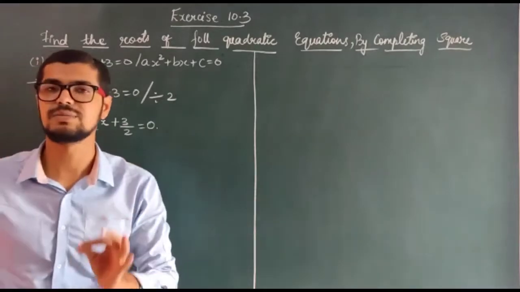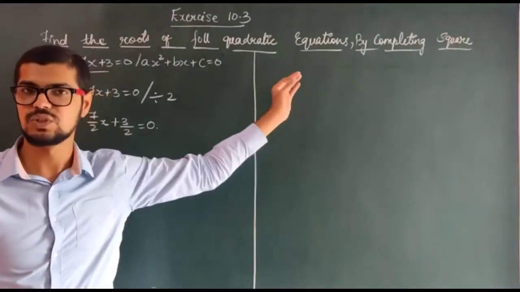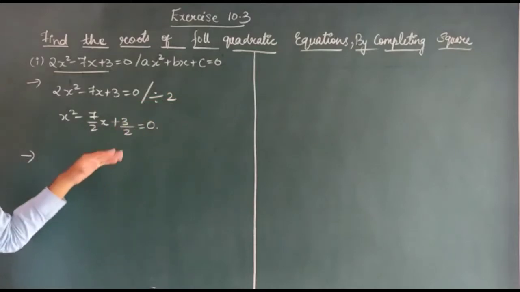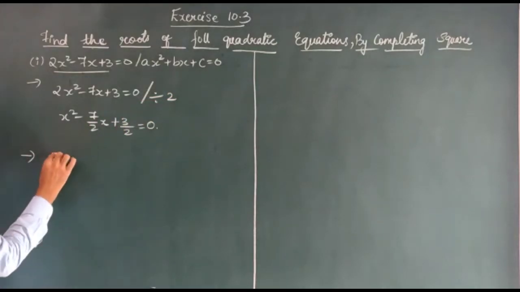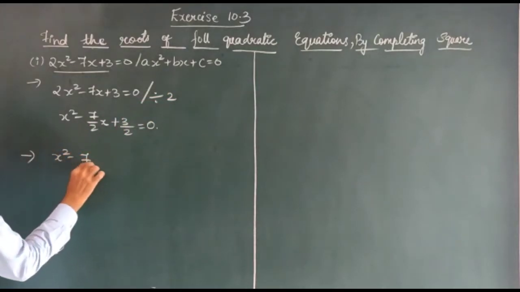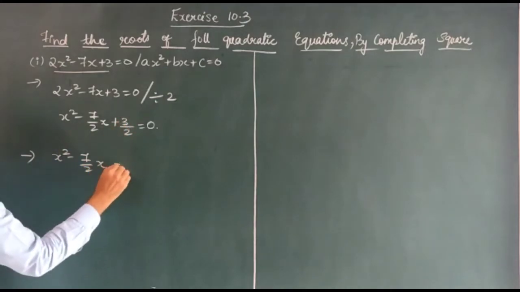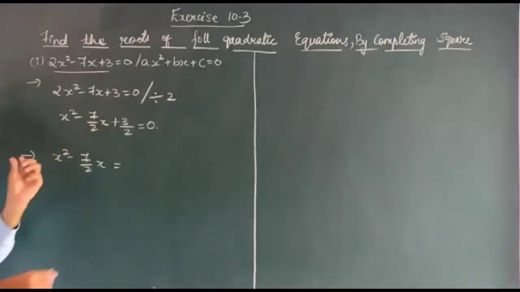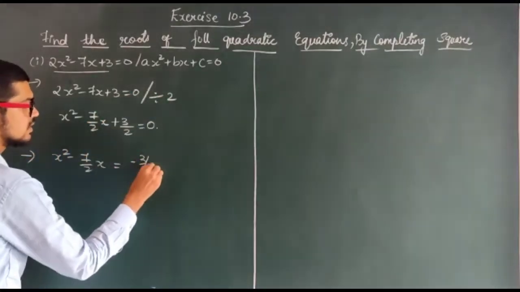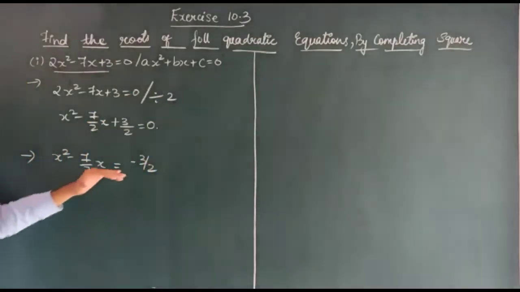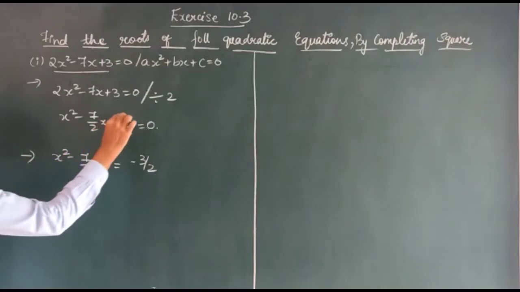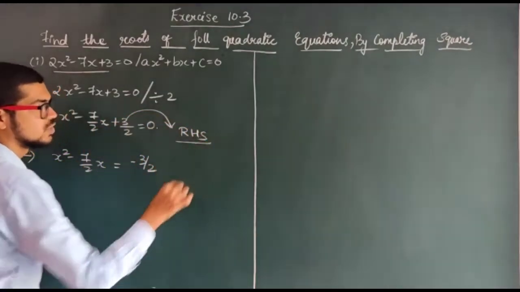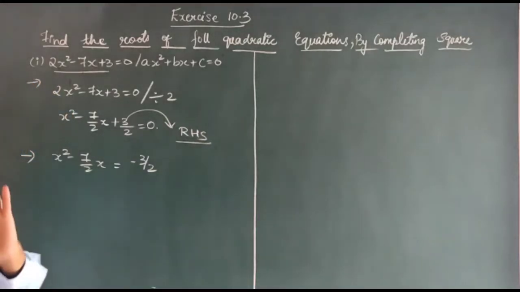The same problem I have explained while explaining the concept, so it is very easy for you to understand this problem. Let me do it quickly. So this is x square minus 7 by 2 x is equal to, this plus 3 by 2. If I shift it towards the right hand side, this will become minus 3 by 2. So I am shifting this constant term towards the right hand side. With this I have completed 3 steps.